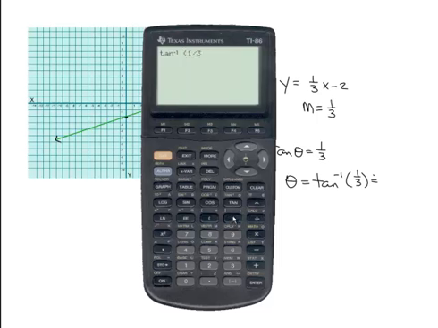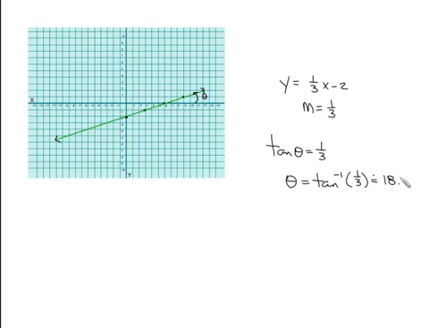Just make sure if you're going to do it in degrees, make sure your answer has a degrees on it. If you're doing it in radians, make sure your answer does not have a degree mark on it. You don't have to do it in terms of pi. It can just be a decimal. But we're going to do degrees typically. This is about 18.4 degrees. And notice that that looks like a reasonable value for that angle.